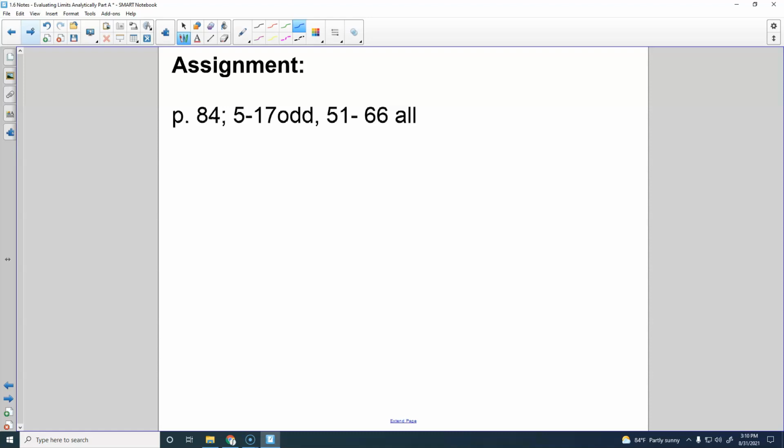Please note, most of those first ones are direct substitution. They should be quick. It's 51 through 66 that you're going to have time to spend on.